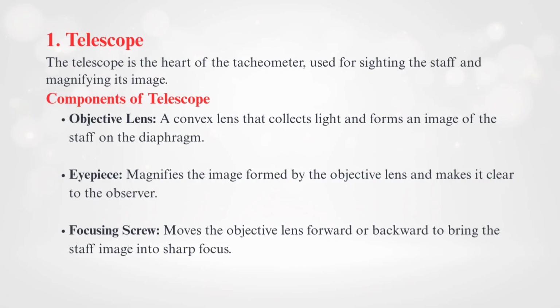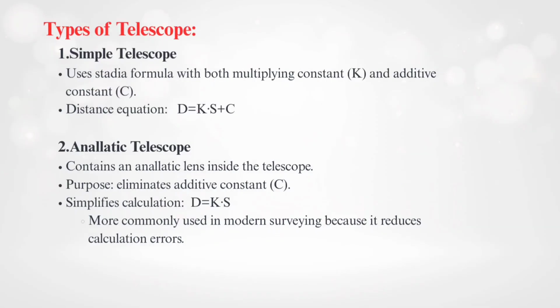The telescope consists of three main components. The first one is the objective lens, which collects the light and forms an image of the staff. Then another part is the eyepiece, which magnifies this image so we can see it clearly. And then next is a focusing screw, which is used to adjust the lens to get a sharp and clear view.